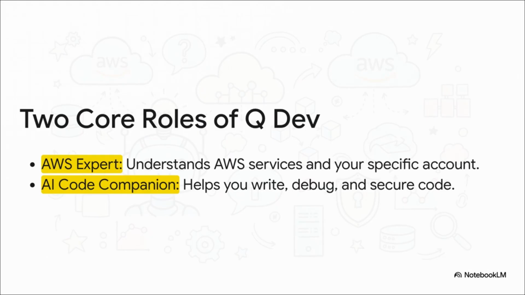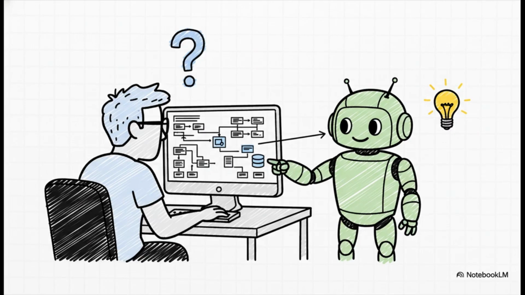You know, the easiest way to get a handle on what Q Developer does is to think of it as having two main jobs. First, it's your personal AWS expert on demand, and second, it's your AI coding partner. Let's break those down. Okay, so this first role, it's kind of like having an infinitely patient senior engineer sitting right next to you. It's there to answer any question you have about the massive world of AWS, from the super basic to the really complex.